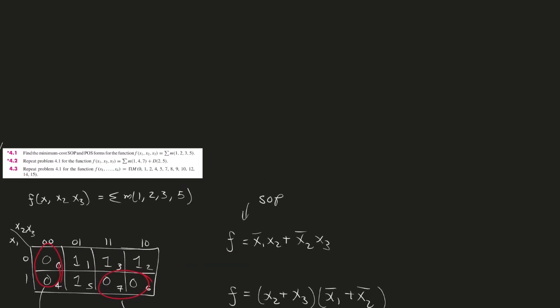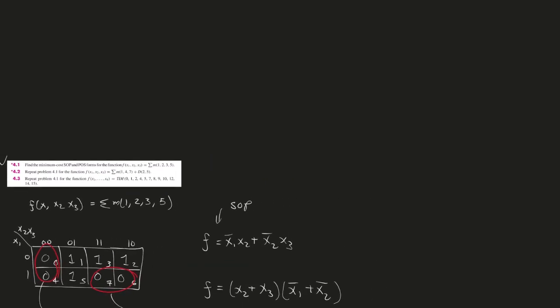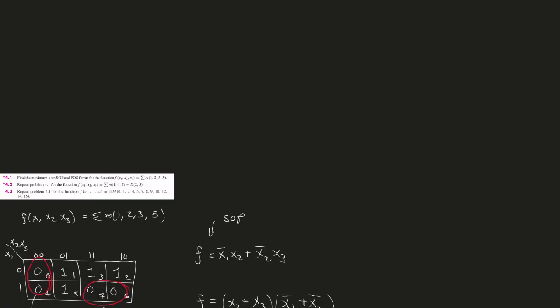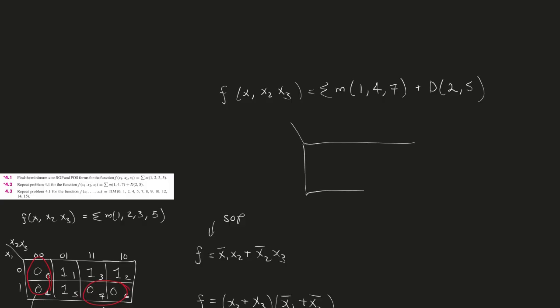Second one is pretty much asking the same thing, but we have this d. This d is supposed to represent a don't care. And I'll explain to you what that means. Okay, so say we have the K-map again.